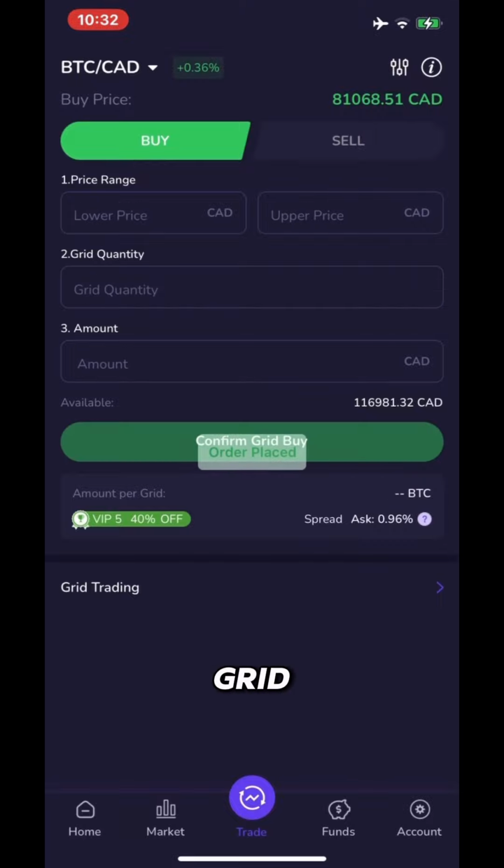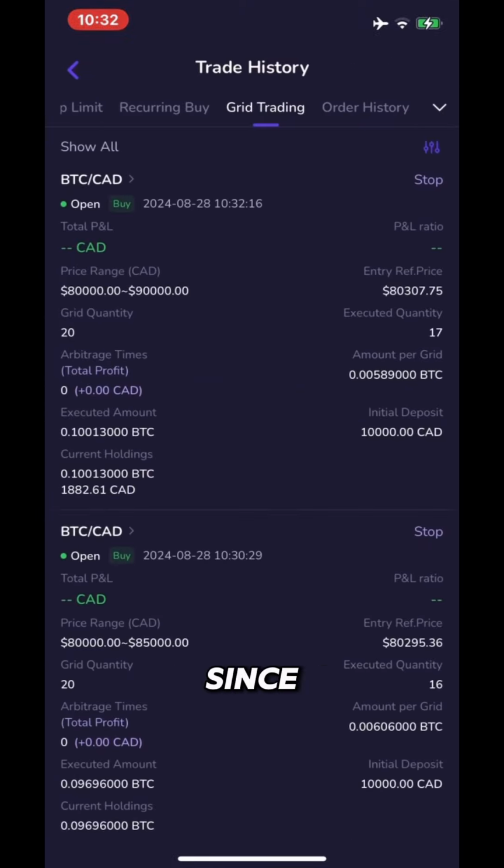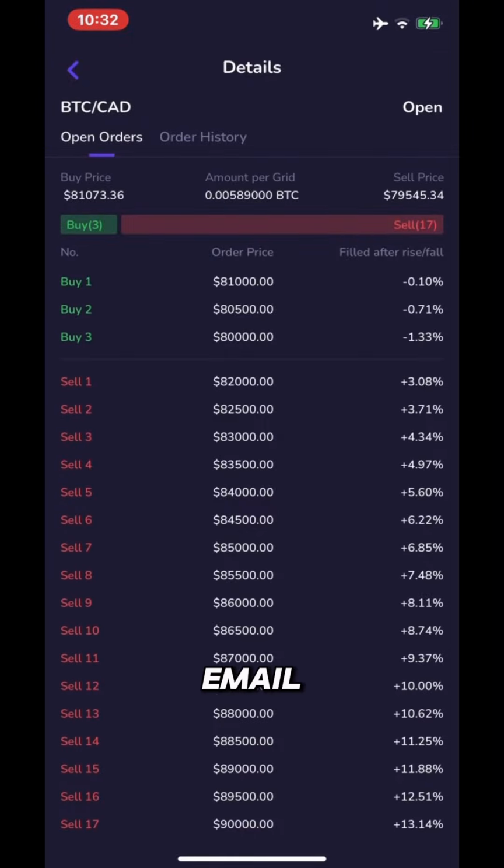You can check your grid trading history on the Grid Trading tab, where you'll see all the transactions since the order was made. You will get an email every day with your grid trading report and profit made.